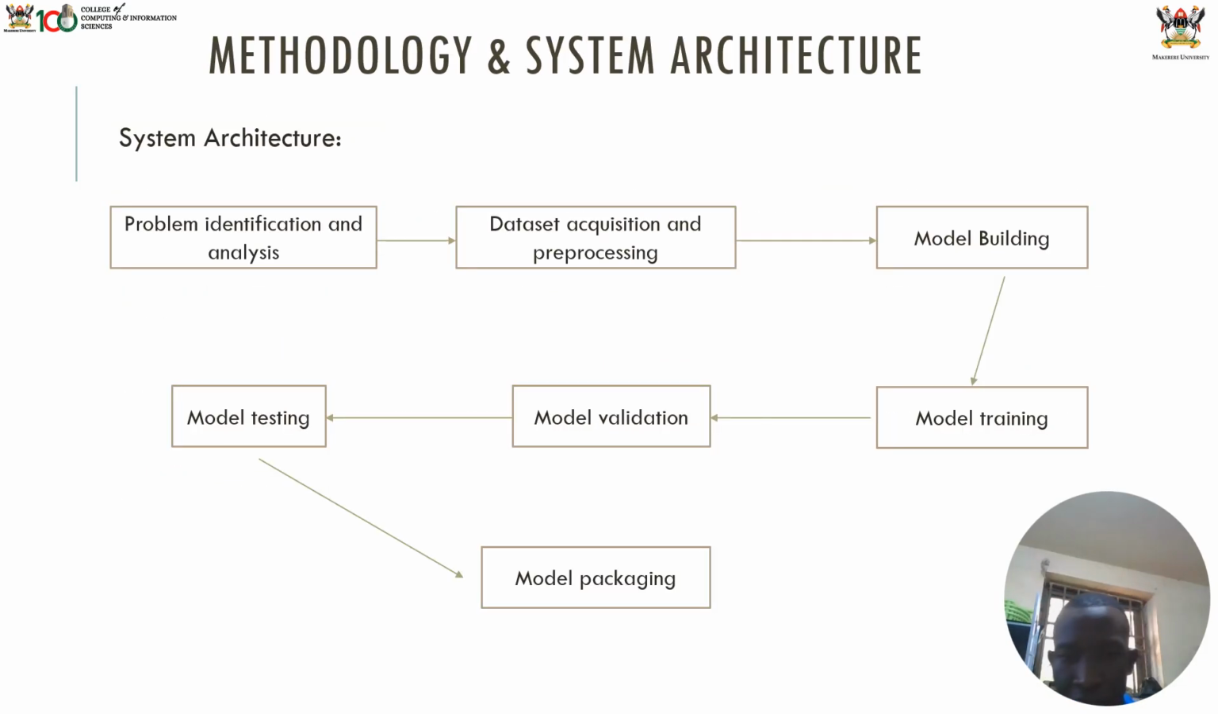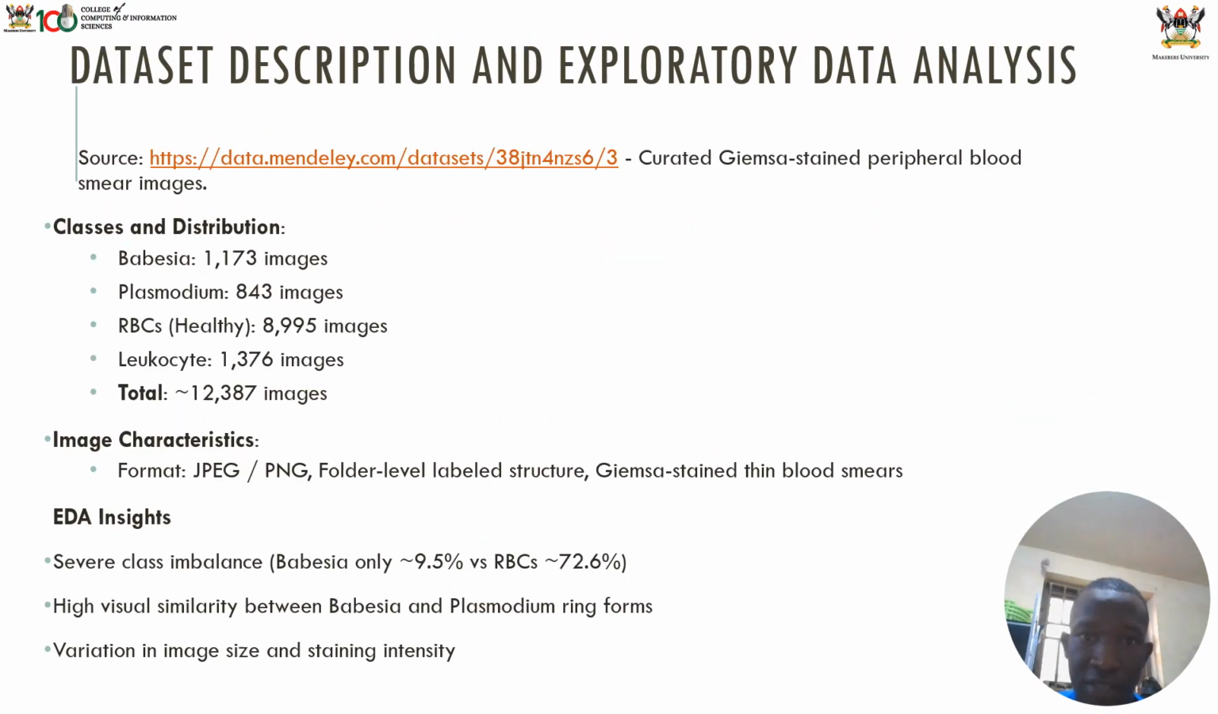Then we have our methodology and system architecture. In our architecture, we first identify the problem and then analyze it. We shall go and get our datasets and then do the pre-processing, build our model, train it, validate, test, and then we package it so that it can be deployed on different servers or websites, for example like Hugging Face, where the users can access it and then use it.